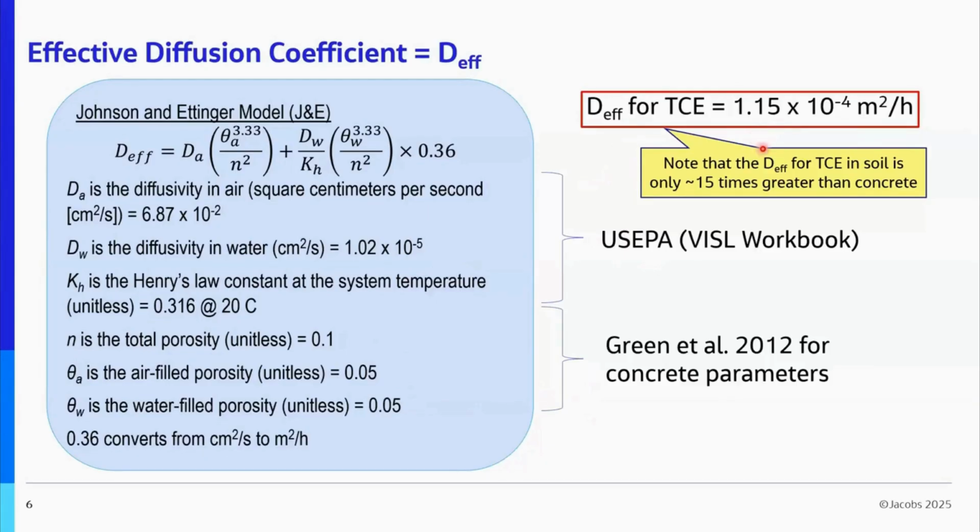And what's really interesting is this equation for soil, which we use to calculate diffusion through soil with the J&E model regularly. The default parameters for soil come up with a diffusion coefficient that's only 15 times more than this. So we don't think of soil as being a good barrier to diffusion. And if concrete is only 15 times less permeable, then I don't know if it's exactly going to be a good barrier either. But we'll see some data here in a minute.